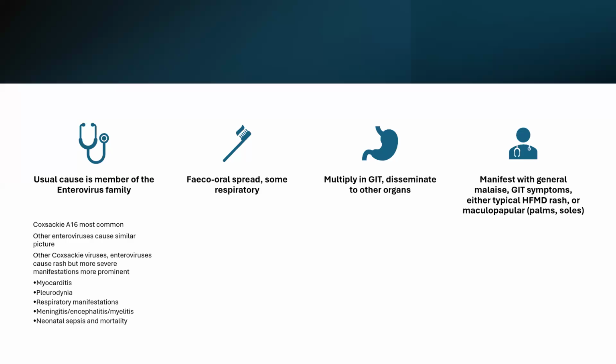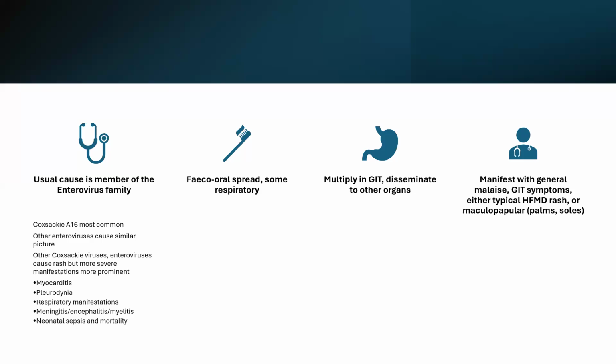There are other Coxsackie viruses, for example, Coxsackie B, and certain enteroviruses, one in particular is A71, which can cause a rash, but the more severe manifestations are more prominent. And it can cause myocarditis, pleurodynia, sometimes respiratory manifestations, meningitis or encephalitis, or even a polio-like syndrome. Enteroviruses are a common cause of when we admit neonates with possible sepsis and meningoencephalitis. But normally what we will see is the rash without any of these other features.